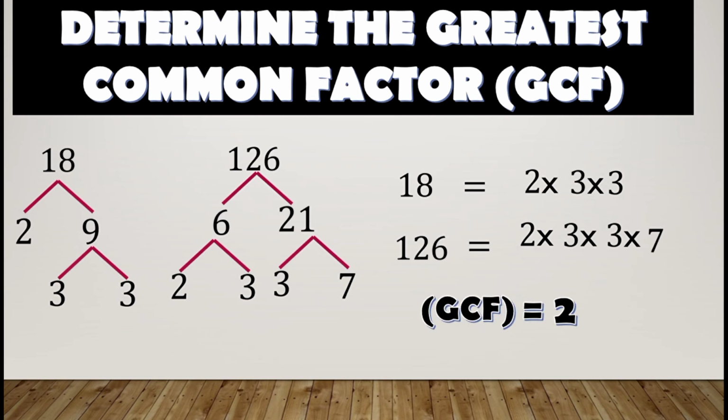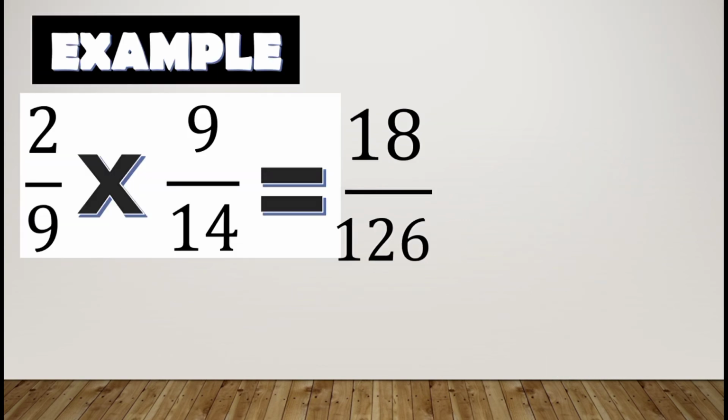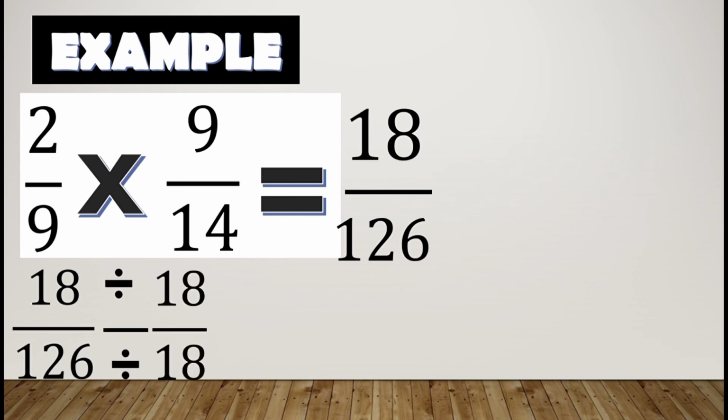Therefore, the greatest common factor is equal to 2 times 3 times 3, and that is equal to 18. So we will divide both by 18. So 18 divided by 18 is equal to 1, while 126 divided by 18 is equal to 7. Therefore, 18 over 126 is equal to 1/7.